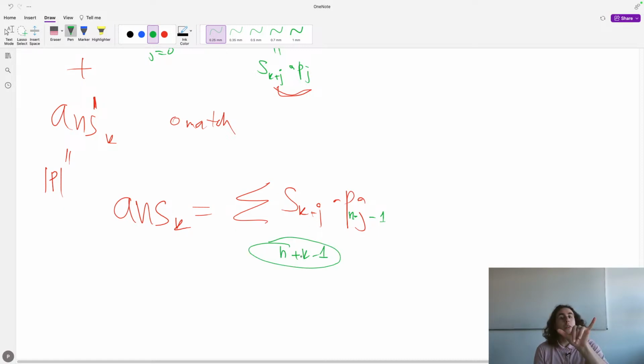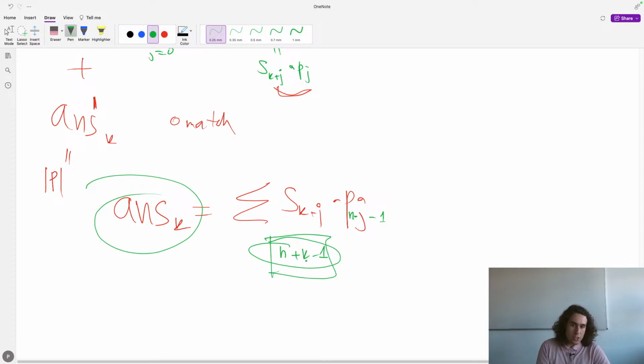So if we reverse the second string and convolve them, then answer k is going to be stored in the convolution at index n plus k minus 1. So if we reverse the string p, now instead of subtracting two indices, we can add two indices. That's simple. Okay, so we can solve this problem with two polynomial multiplications in n log n time.